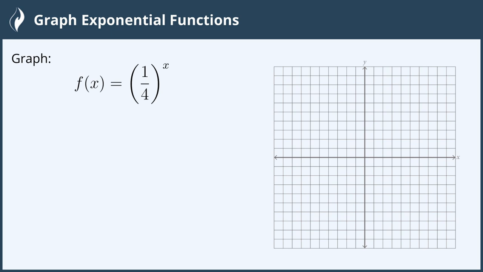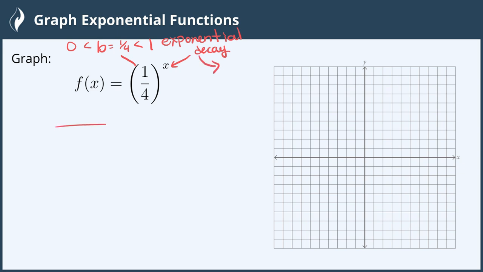We know this is an exponential function because the variable is in the exponent. The base of this exponential function is 1/4, so b equals 1/4. This is between 0 and 1, meaning that this follows the pattern of an exponential decay, meaning that from left to right it will be moving downwards.